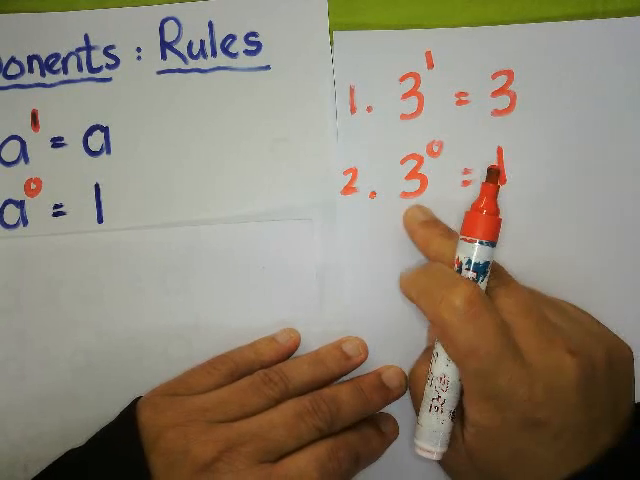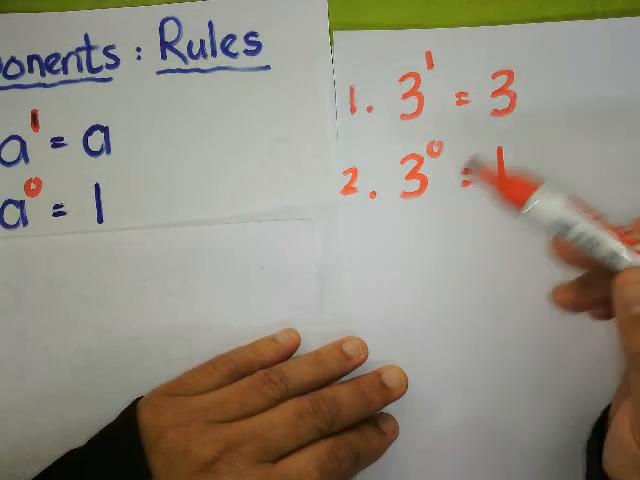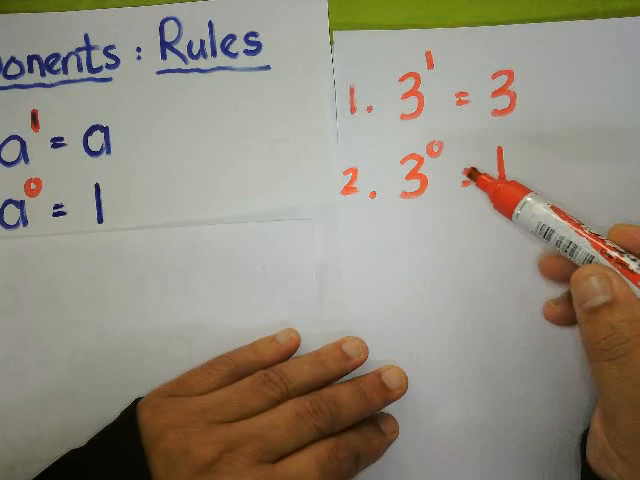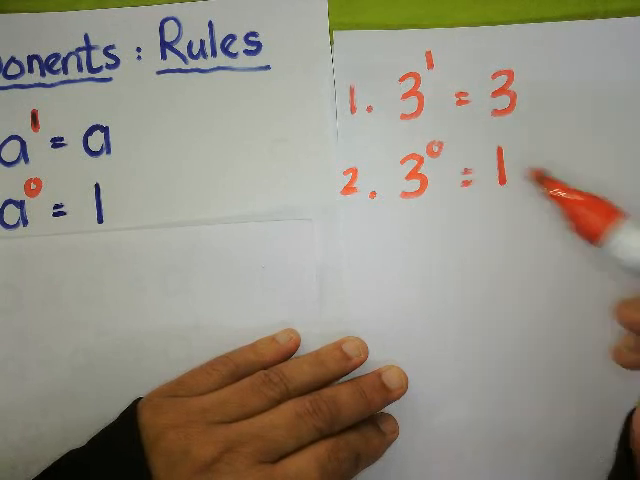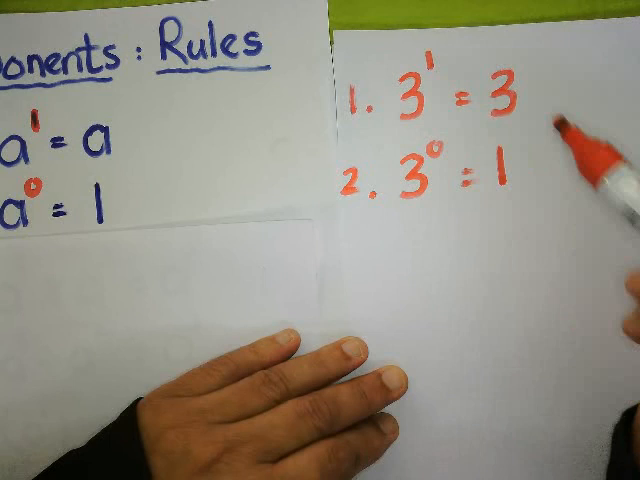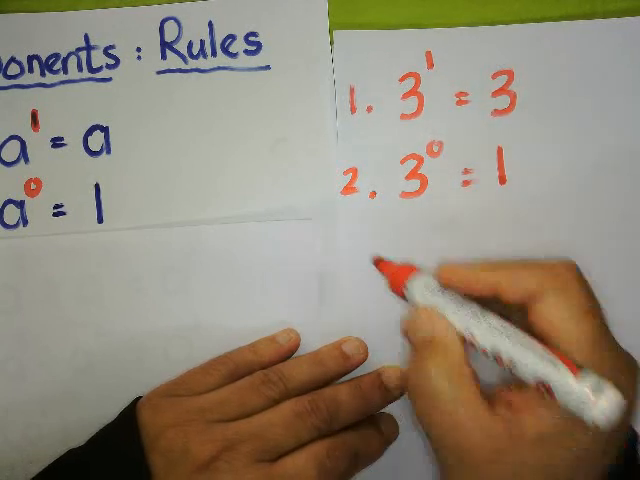So 3 to the power 1, 6 to the power 1, 10 to the power 1, a million to the, sorry, not to the power 1, to the power 0, 10 to the power 0, a million to the power 0 is equal to 1.